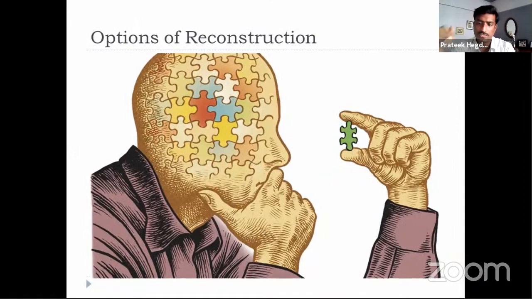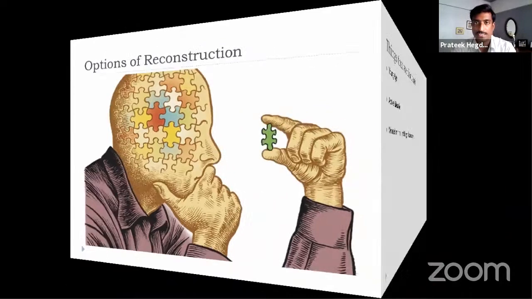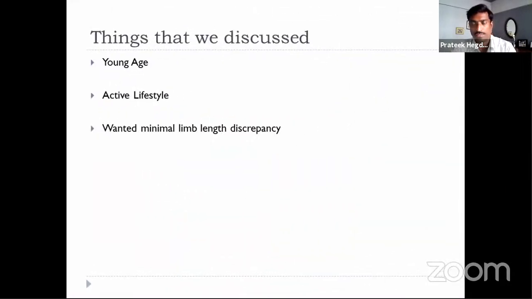So actually, what was the logic and the science behind it? Yeah, so the point that you raised, we don't know what the outcome or survival of this patient will be. So might as well give a good functional outcome, is what his parents and relatives also raised. The things we discussed with them were the young age of the patient, an active lifestyle, and wanting a minimal limb length discrepancy post-surgery.